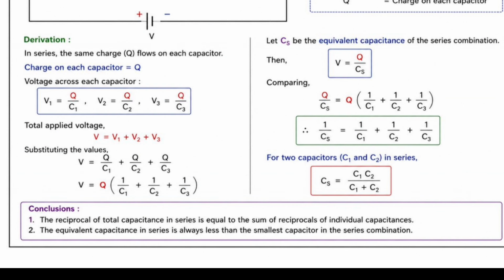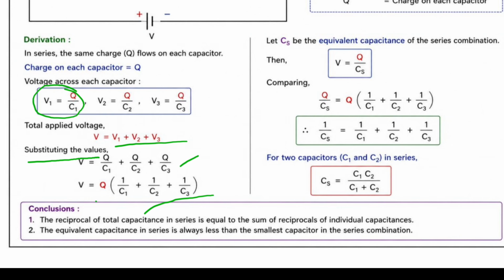After that, substitute the values of V. We know the V value, so substitute in this equation each capacitor's voltage. So V is equal to Q by C1 plus Q by C2 plus Q by C3. Take Q outside: Q times 1 by C1 plus 1 by C2 plus 1 by C3. Okay, so you will get this equation.